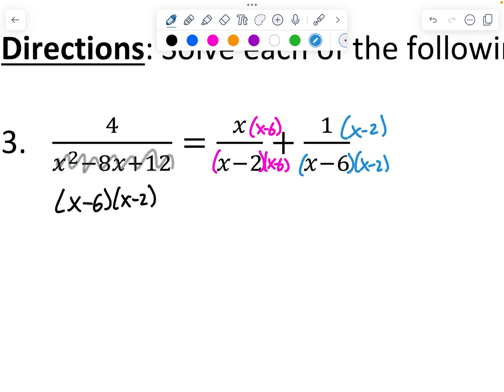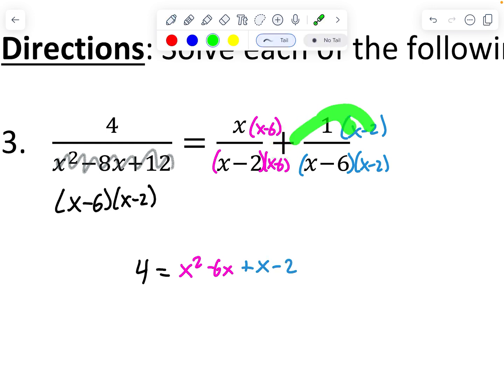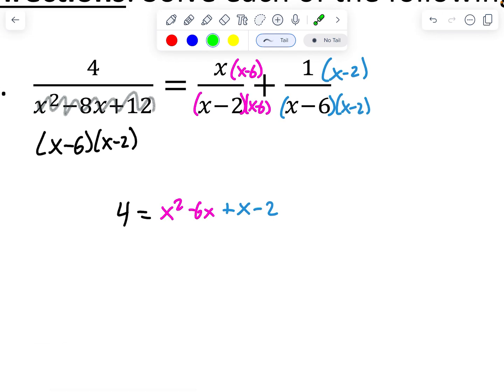Okay, so now that all of our denominators are the same, the black just becomes 4, equals, distribute the x for the pink, giving us x squared minus 6x, and distribute the 1, which does nothing, to the blue, so it's just plus x minus 2. Once again, if that's a minus sign, it would be minus x plus 2. You gotta switch both of those because you gotta distribute the negative. Once again, we have a quadratic.